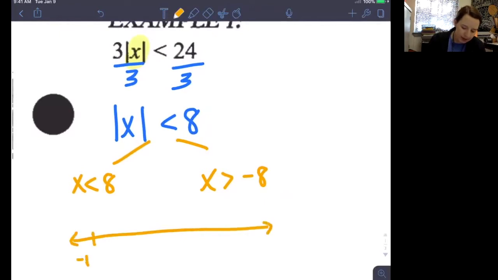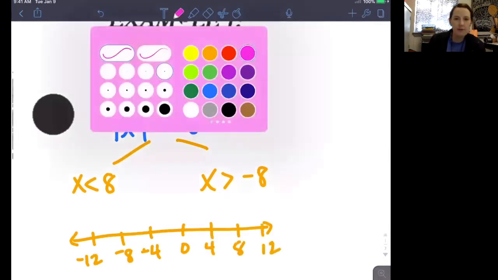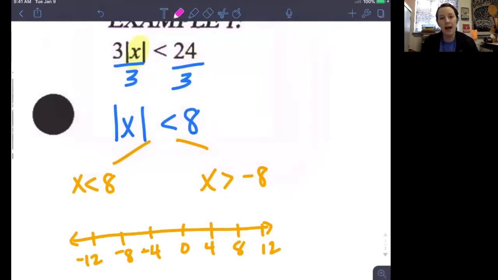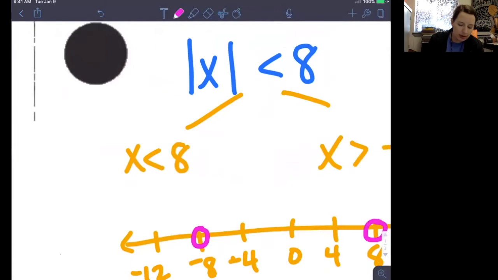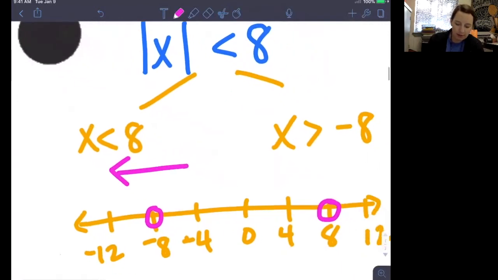If I were to graph this on a number line, let's say this is negative 12, negative 8, negative 4, 0, 4, 8, and 12. Since I just have a regular inequality that does not have an underline, a regular less than and greater than, we're going to use open circles. Open circle on positive 8, open circle on negative 8. I want values that are less than 8. If you're unsure which way that goes, my inequality less than is pointing to the left. So from positive 8, we're going to shade our number line to the left.